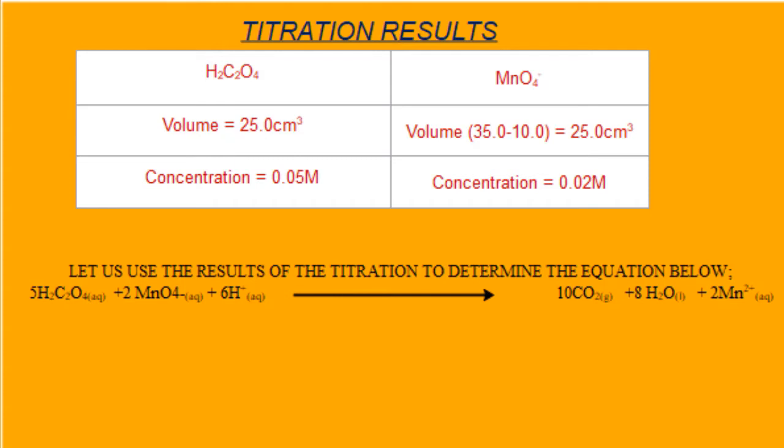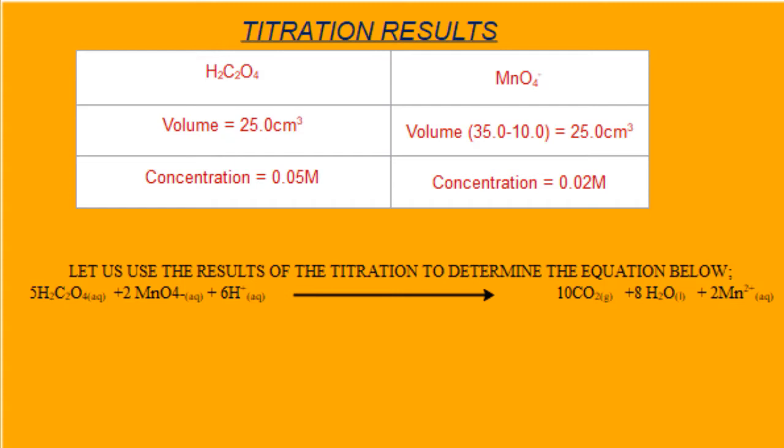We have already done the titration between oxalic acid and potassium manganate(VII), and the results are as you are seeing them. The volume of oxalic acid that we have used is 25 centimeters cubed, and we have titrated with manganate(VII), and the volume of manganate(VII) which has reacted is 25.0 centimeters cubed. We got this from the initial volume and the final volume. So when we subtract, we get the titer value, which is 25 centimeters cubed.